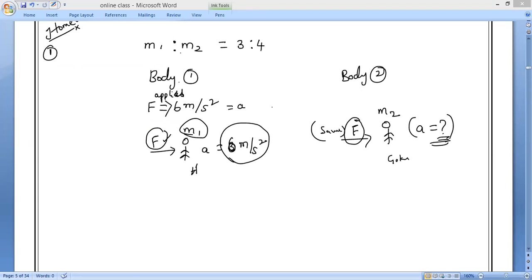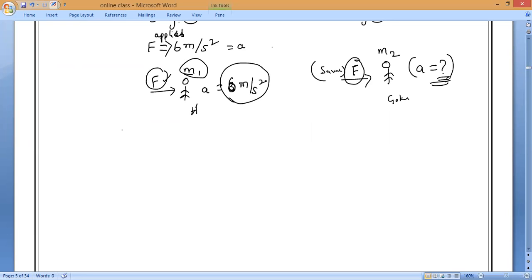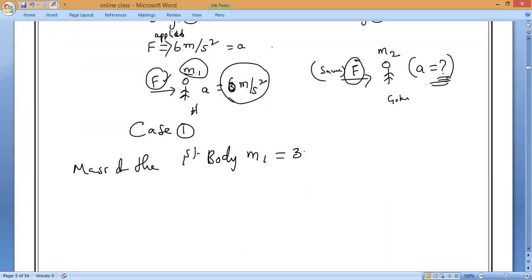Now, let me take case 1. Case 1, mass of the first body, M1 is equal to how much? We don't know exactly. M1 is equal to 3m kg. Is it yes or no, Hari? We don't know the value. It is a ratio. That is why I'm assuming it as m. Any doubt?